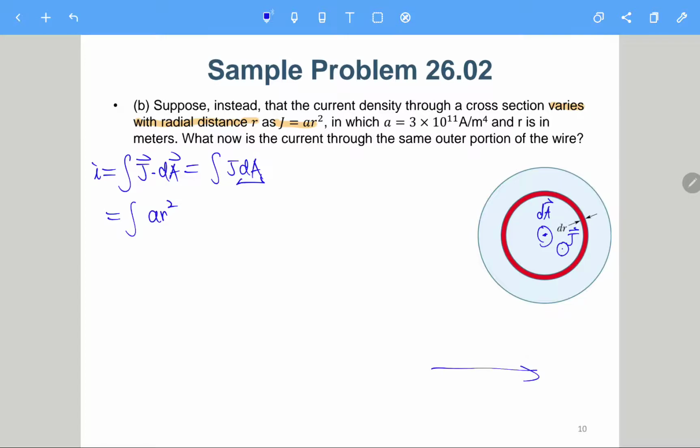And actually, dA for polar coordinates, this area should be like this one. So this part should be r d theta. As long as we cut it small enough, it is like a rectangle, although it is not really a rectangle, but at least we can do the approximation like this. Then this side should be dr, and that side is r d theta. So this area dA should be r dr d theta. So dA is substituted by r dr d theta.